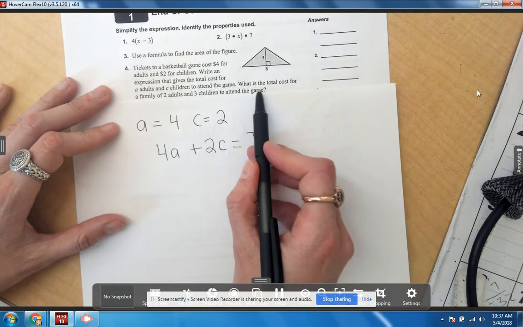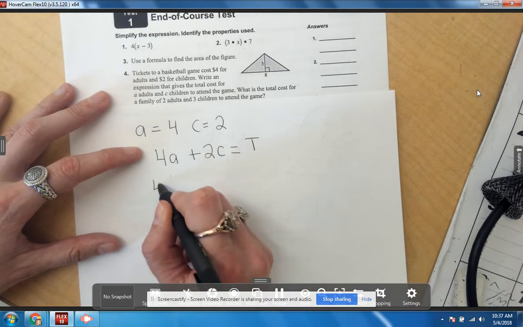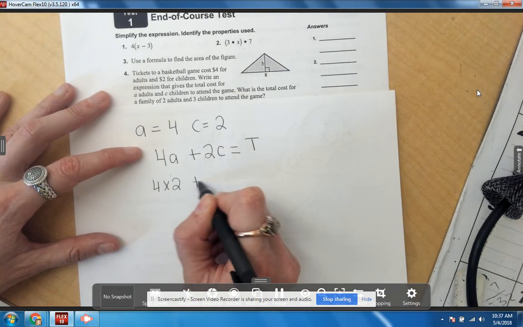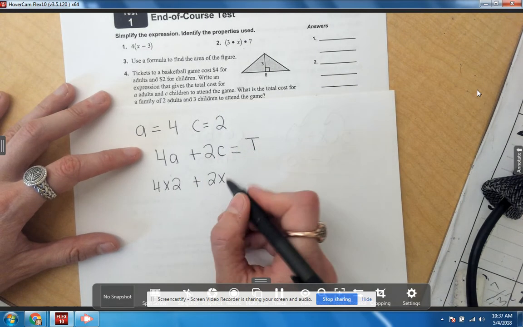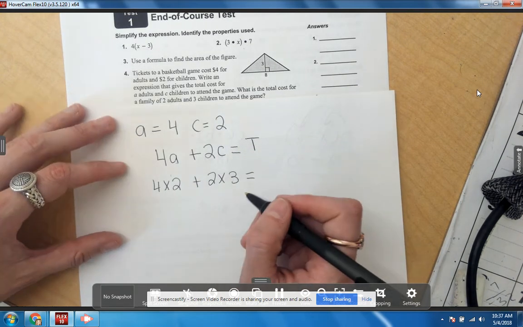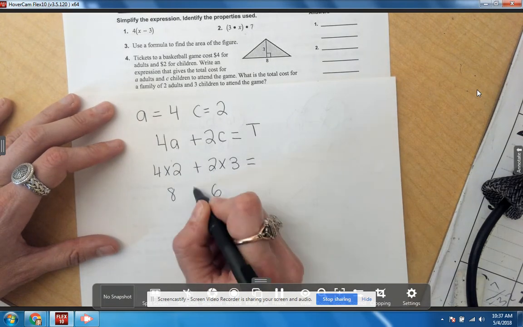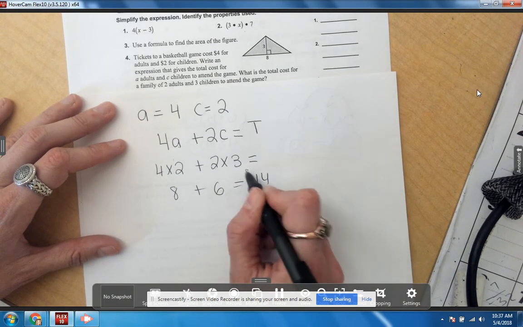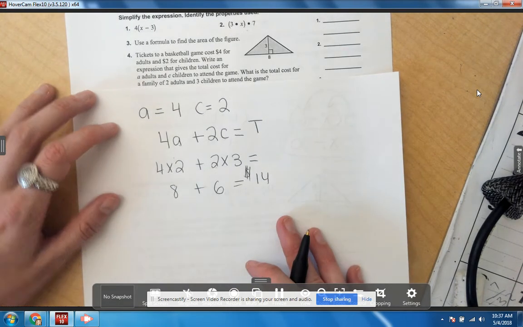Now it's saying what is the total cost if you have 2 adults and 3 children. So I'm going to change the A to a 2 because we now know that there's 2 adults, and I'm going to change the C for children to 3 because we now know how many there are. Now you do order of operations. 4 times 2 is 8. 2 times 3 is 6. Add them together, and it would cost $14. Okay, so hopefully you did that. If you didn't, hopefully now you understand how to do it.